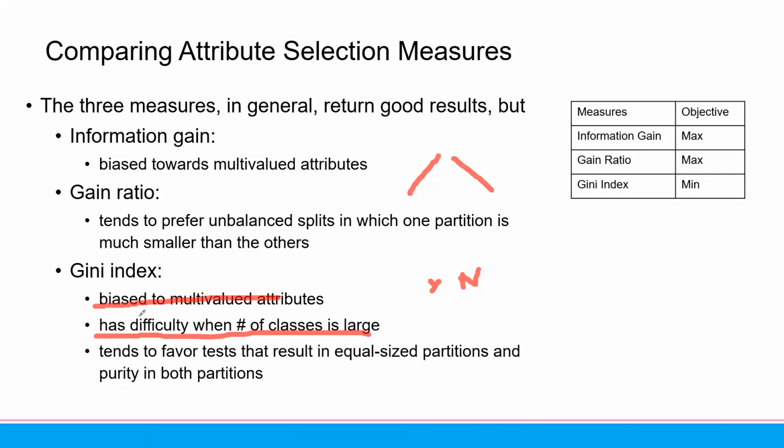It tends to favor tests that result in equal size partitions and purity in partitions. So if we have the splitting with this Gini index, there will be equal sizes most of the time. So sometimes it is not good as well.